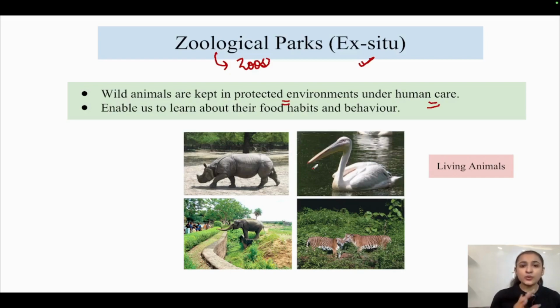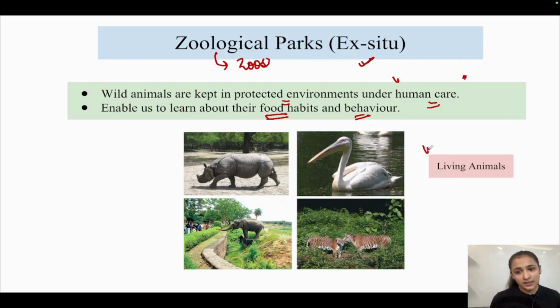We are giving them food. We are maintaining their habitat, right? We are washing them daily. We are providing them food. Everything we are doing for them. So we are providing them all the care. That is why it is said that it is under human care. So how do zoos help us? They enable us to learn about the feeding habits of the animals, their behavior, and their breeding habits. How do they breed? What are their food habits? So basically all kinds of behavior of a particular animal we can study in a zoo by observing that animal.